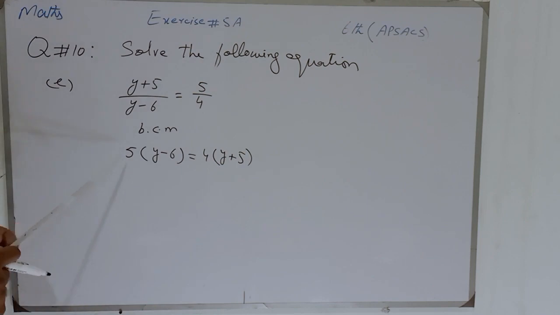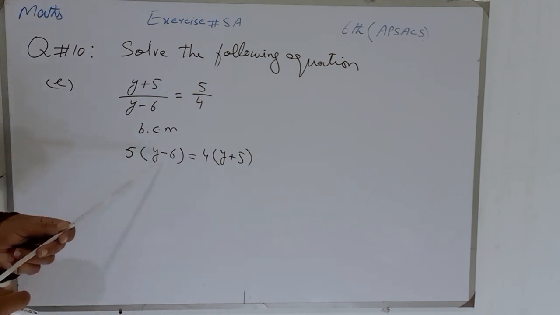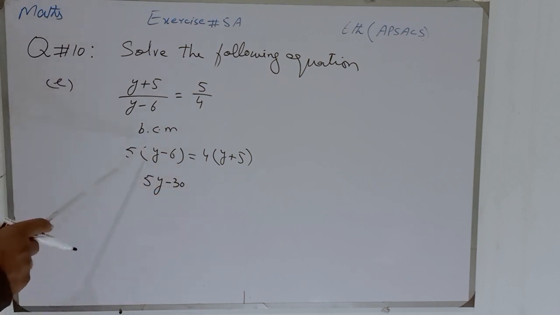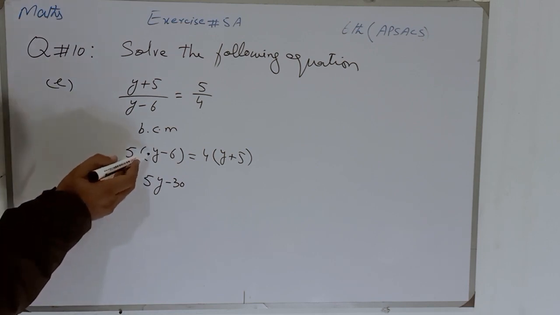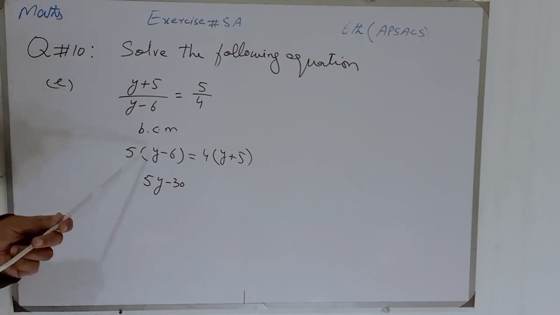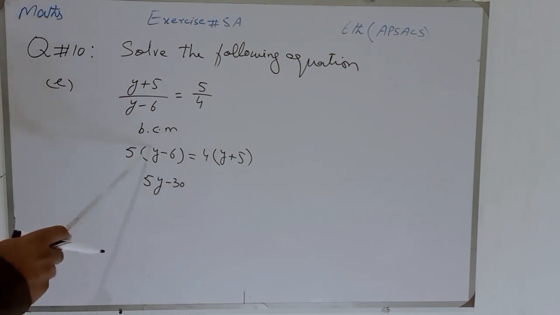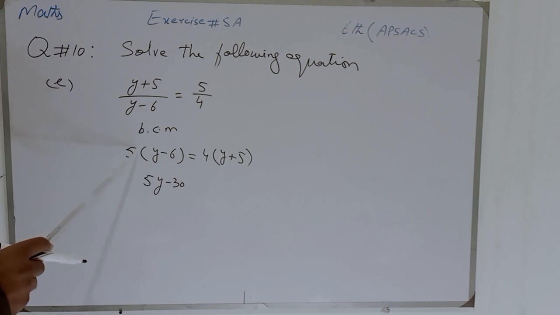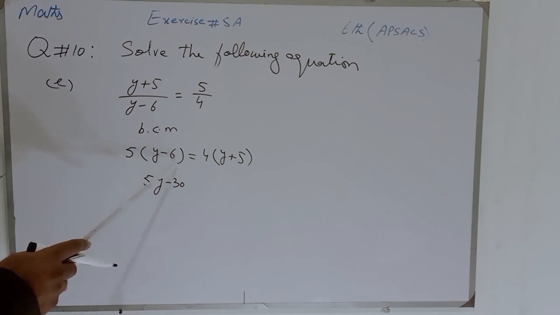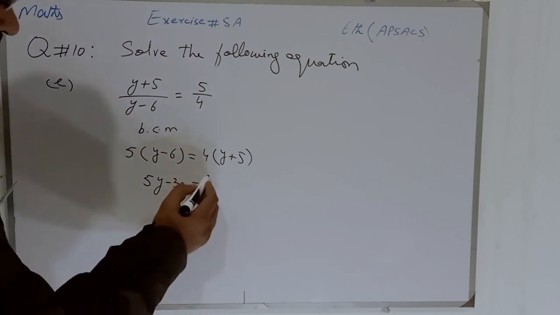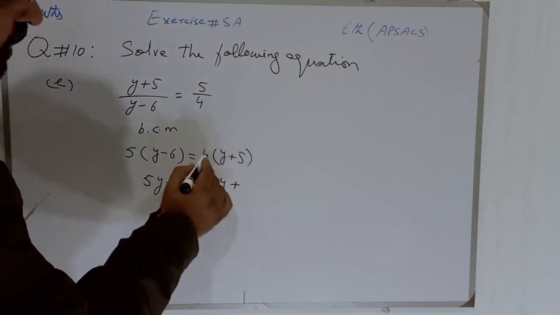Now students, multiply this 5 with both the numbers, that are y and minus 6, so we will get 5y minus 30. Students, before y 1 is written, that is understandable, and it is not written as a coefficient because it is understood that 1 is the coefficient of the variable. If there is no coefficient of the variable, then 1 will be the coefficient of the variable. So 5 will multiply with 1y and it will become 5y, and when 5 multiplies with minus 6, it will be minus 30 is equal to 4 multiplied by y means, students, 4y plus 5 4s are 20.